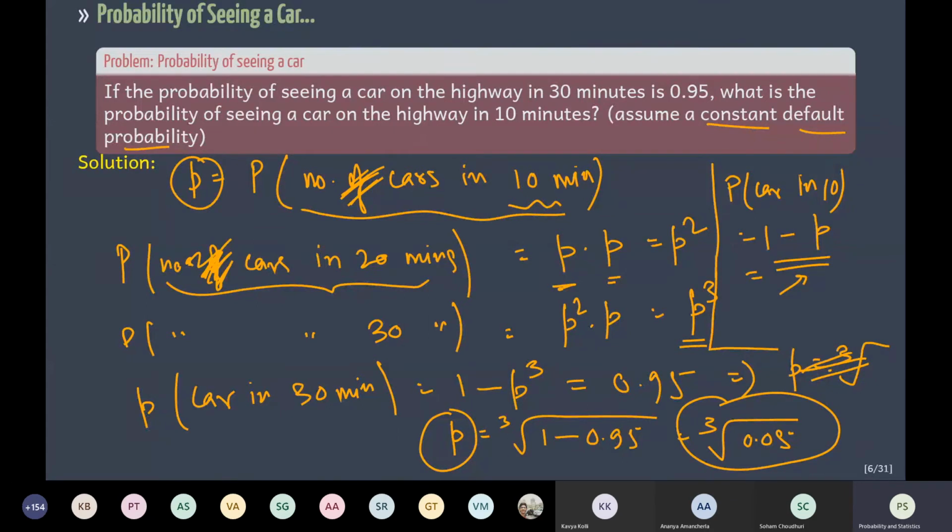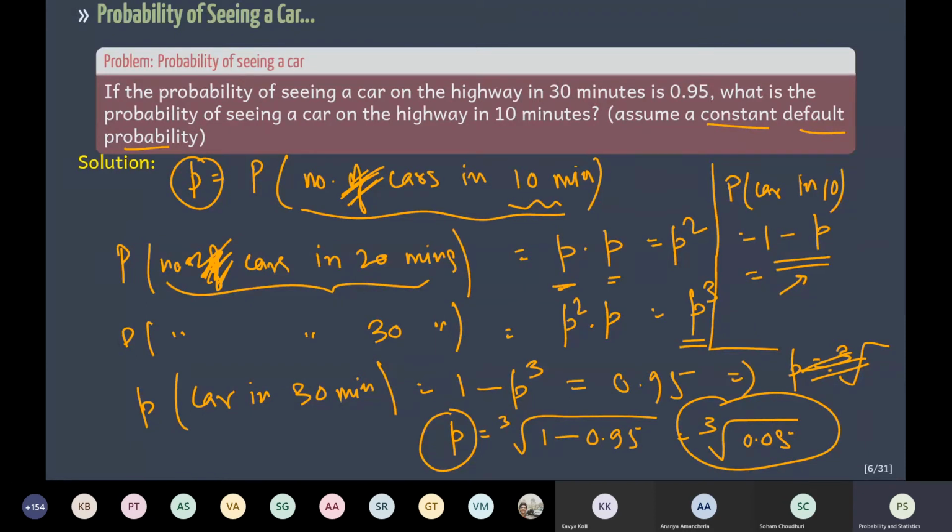Okay, let us recap what we did. This is a slightly different problem, but it's okay. So the question was, if the probability of seeing a car on the highway in 30 minutes is 0.95, what is the probability of seeing a car on the highway in 10 minutes?